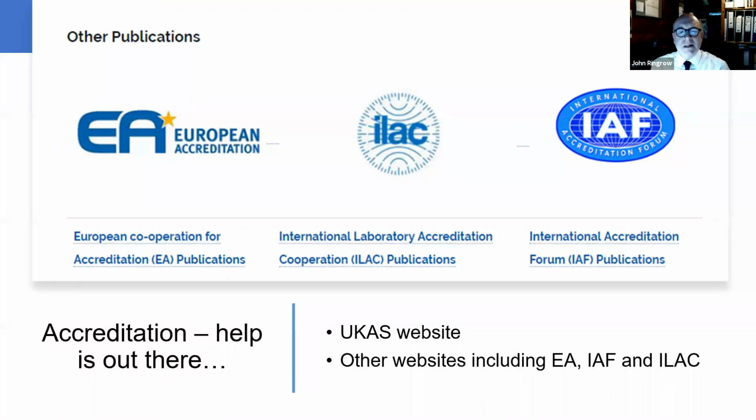Also, there is ILAC, the International Laboratory Accreditation Cooperation. Their publications will provide a lot of guidance, and also the International Accreditation Forum. So there are some links to these from the UKAS website, or you can go straight into those for further information. Okay, last slide, please.